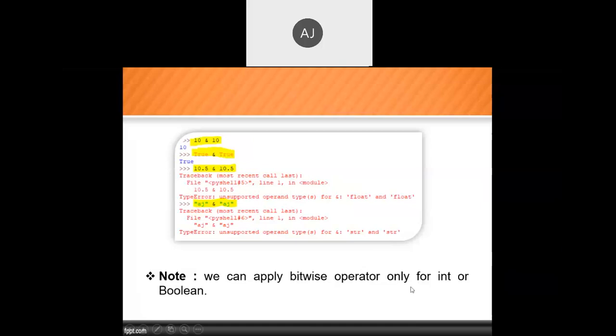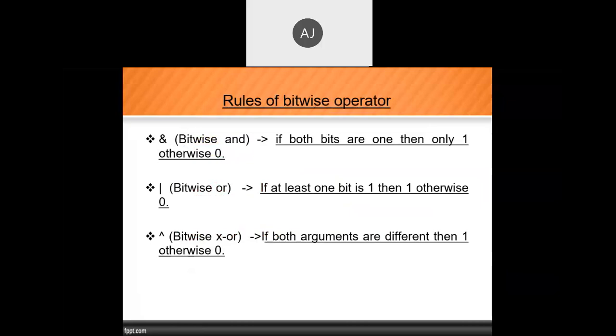So we can apply the bitwise operator only for what? Only for int and boolean. We cannot apply it for others. So these are the rules of the bitwise operator.